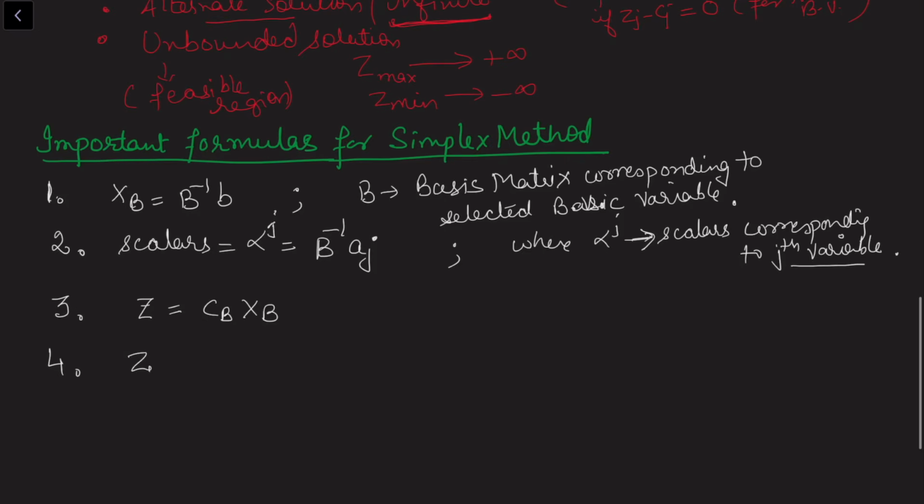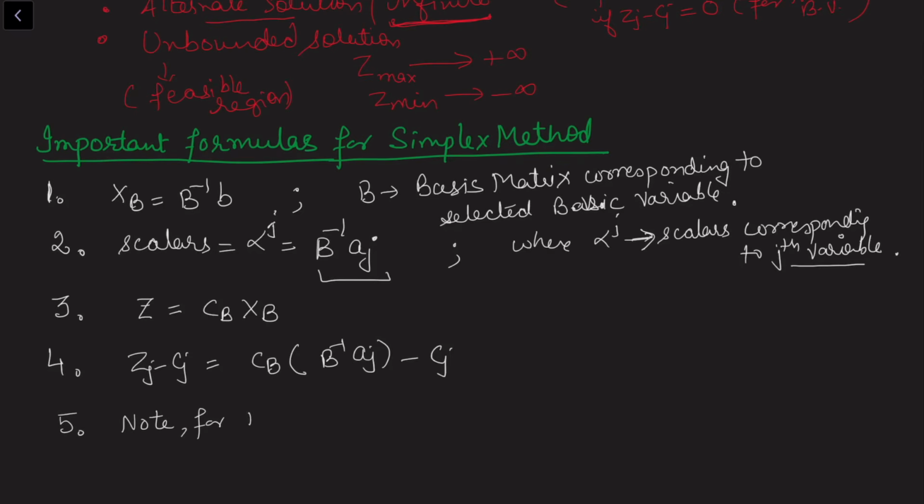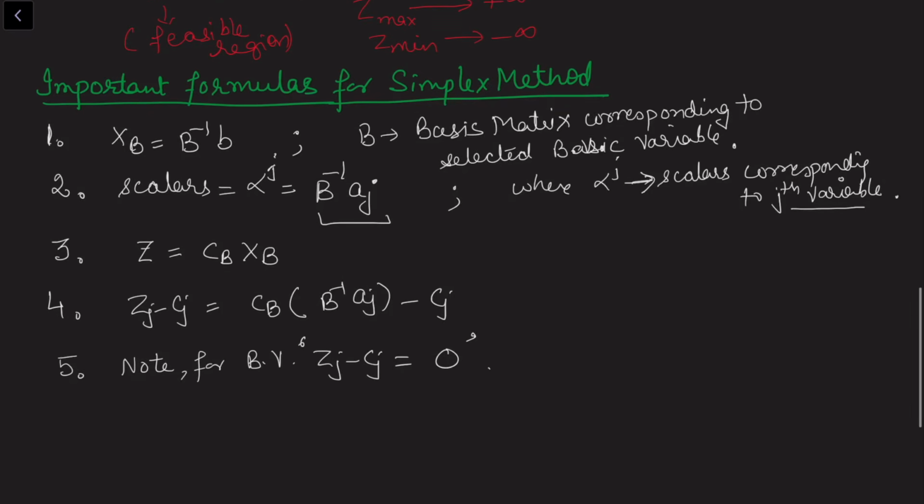Fourth case, zj minus cj. Zj minus cj is the cost of the basic variable multiplied by the scalar. The formula is Cb B inverse Aj minus cj. And then we can also note it down as a remark that for the basic variable, zj minus cj is always equal to 0. So this we can use as a result also. We can directly substitute this value. And sixth, for the non-basic variable, we calculate the zj minus cj expression. Depending upon the value of zj minus cj, as explained in my last flowchart, we proceed for the simplex method.